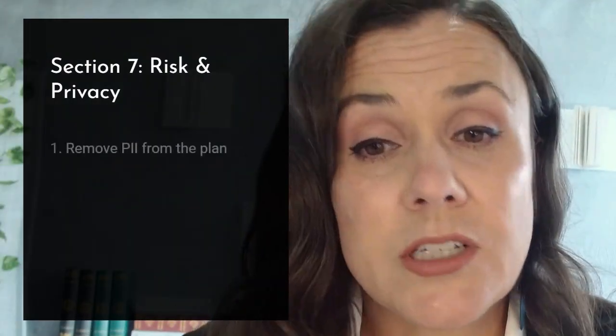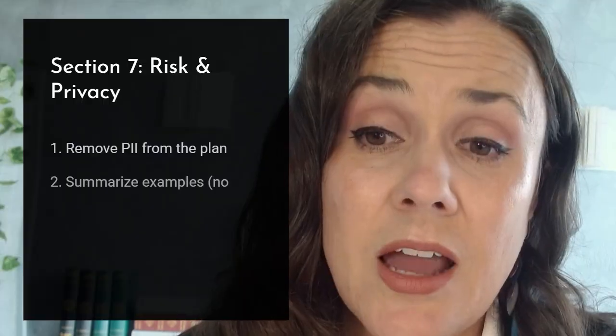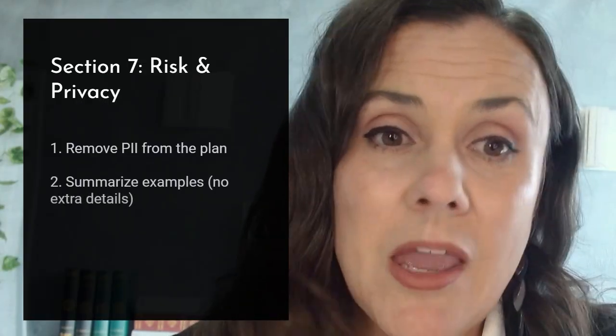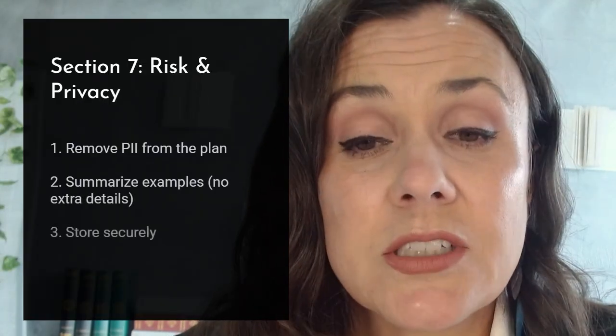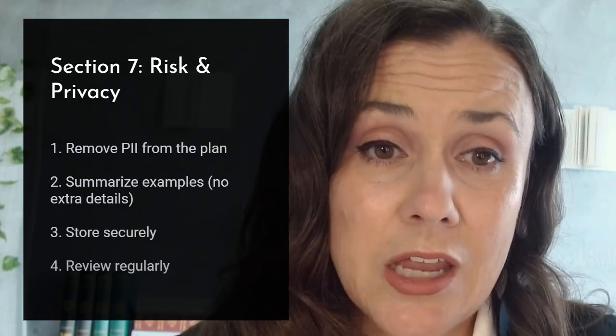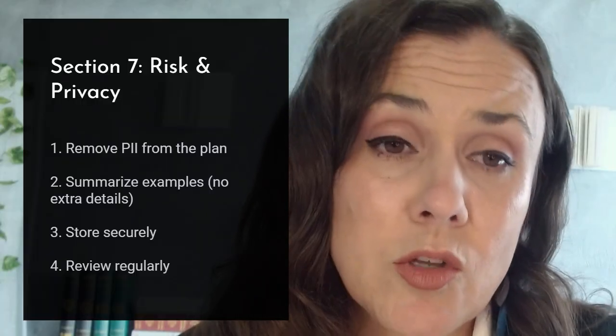Section 7, risk and privacy. Does your cost allocation plan contain any personally identifiable information? Do you have an example in there that maybe has too many details in it? Is your data properly summarized so that it excludes all of that personally identifiable information? Is it stored securely? And do you review it regularly?